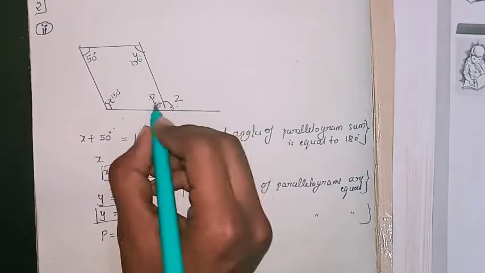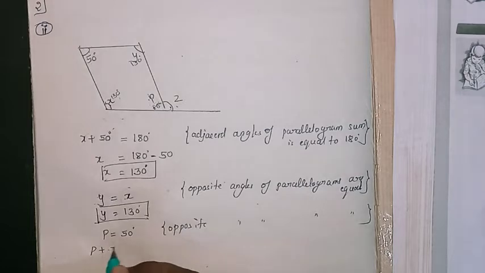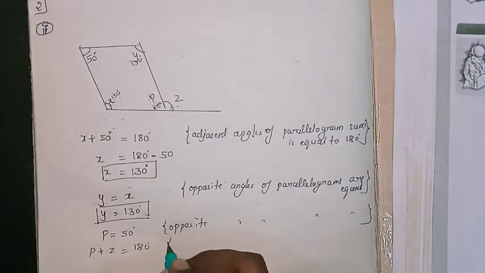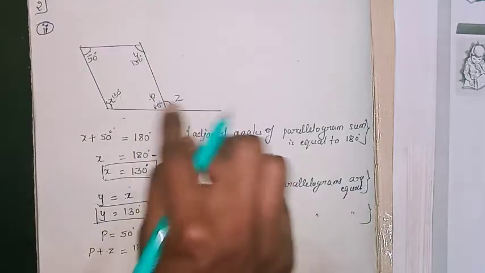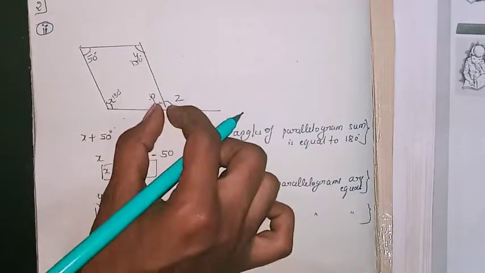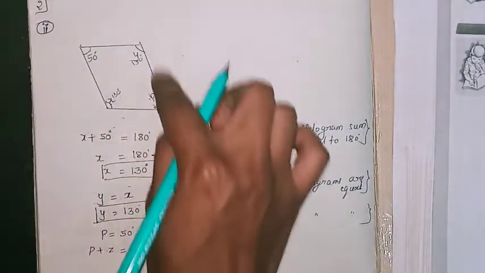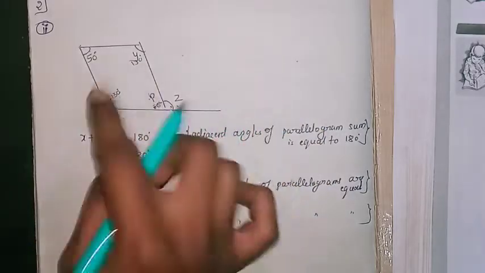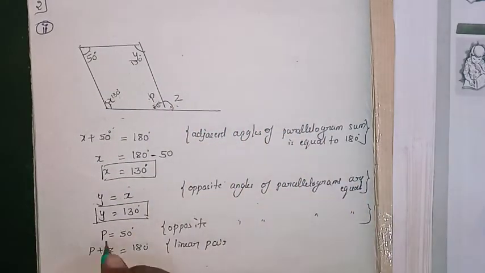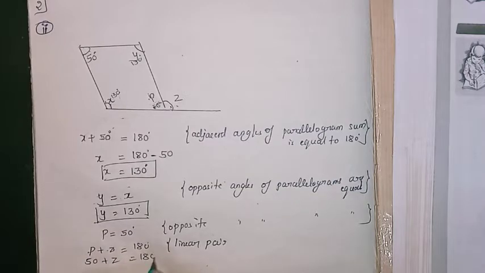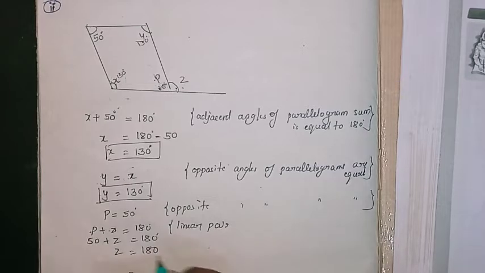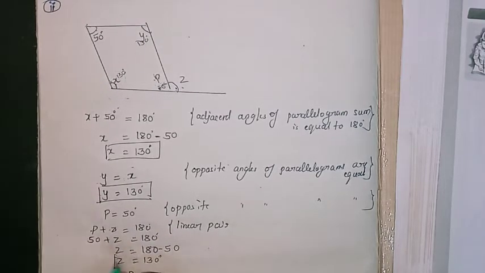Now I have to solve for Z value. So P plus Z is equal to 180 degree because a linear pair. You have studied this one, yes. So sum of the two angles in a straight line is equal to 180 degree. So P plus Z, that is 50 plus Z, is equal to 180 degree. So Z is equal to 180 minus 50. So 180 minus 50, Z is equal to 130 degree.